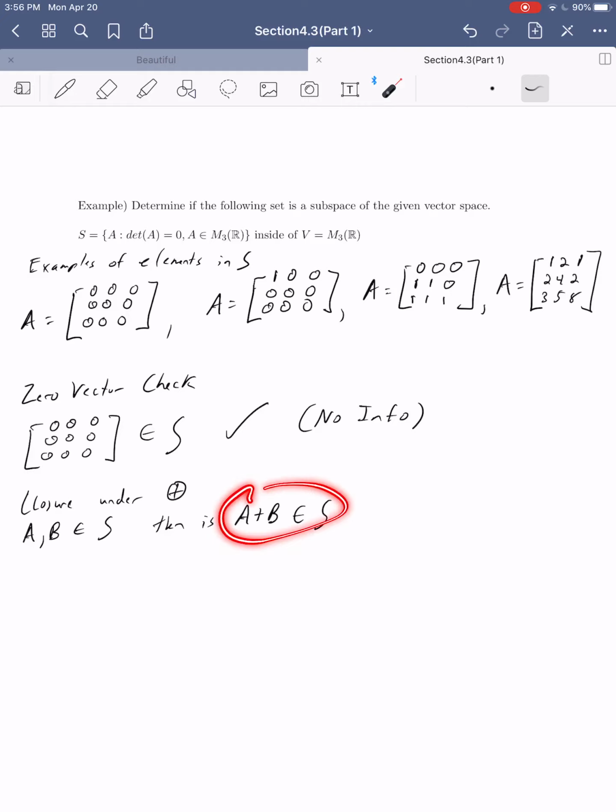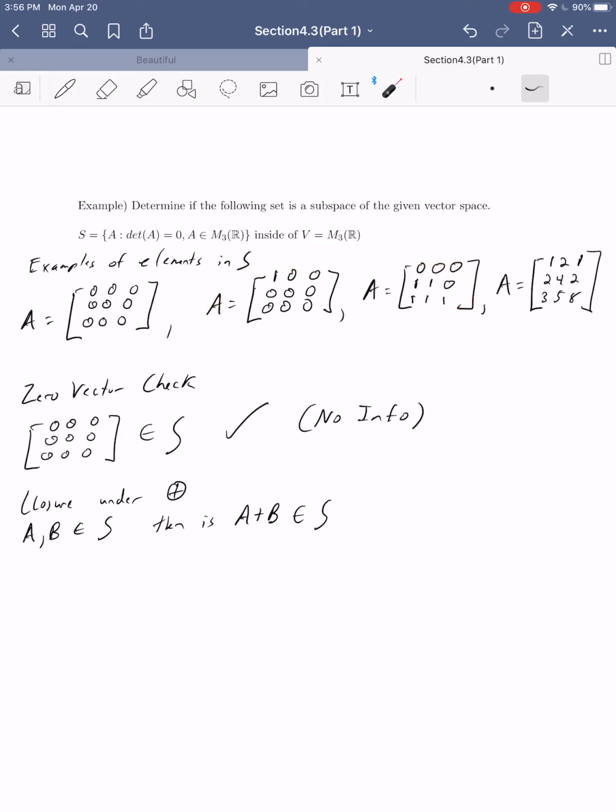Well, this would be true if we knew that determinants distributed over addition. But if you think back to when we learned about determinants, we never said that they distribute over addition. We said that they distribute over multiplication. So we should be a little suspicious of this. And actually, if you look at the examples I wrote, you can see a counterexample right away.